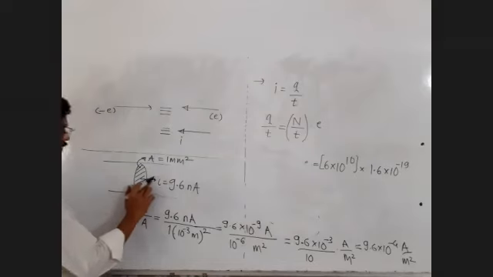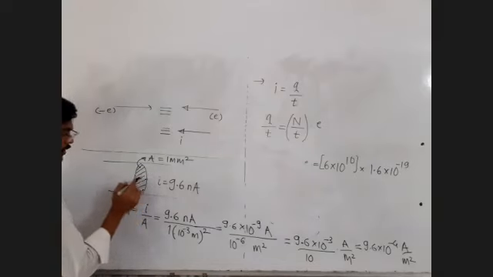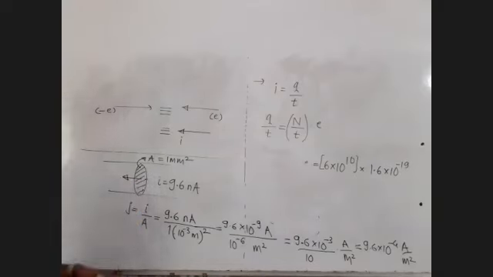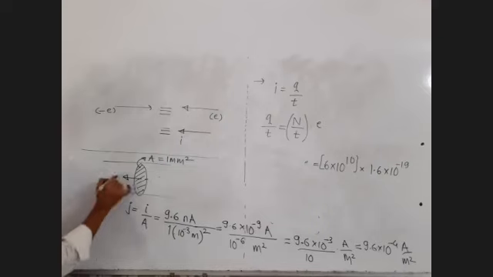The current was leftward, okay? The current was leftward. So show it like this, not in the rightward direction. And the current density will also be leftward.